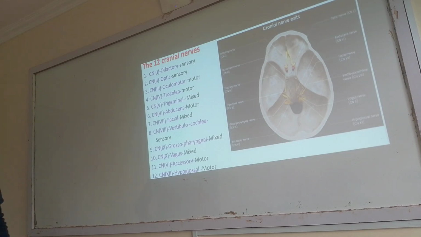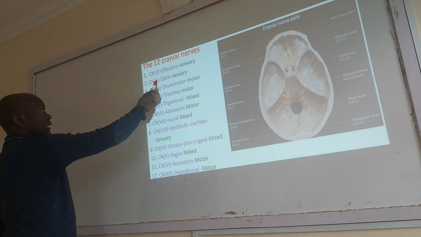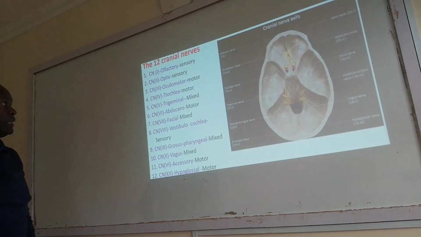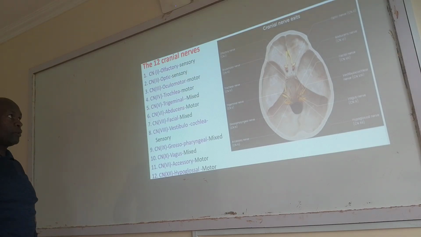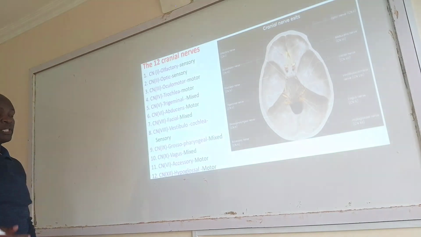These are just the 12 cranial nerves that we had already mentioned. The first cranial nerve is called olfactory. It's a pure sensory nerve. It deals with the sense of smell. The second cranial nerve is a pure sensory nerve. It's called optic nerve. It deals with the sense of sight, that is seeing. The third cranial nerve is a pure motor nerve. It deals with a number of aspects, especially in the eyes, the muscles that are involved in eye movement. We shall see in the subsequent slide.